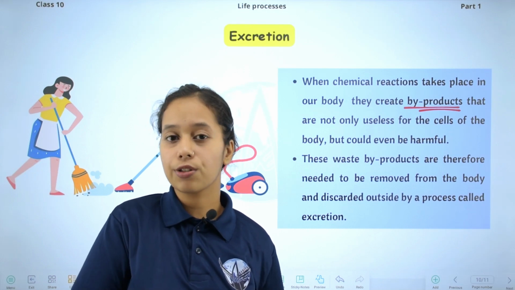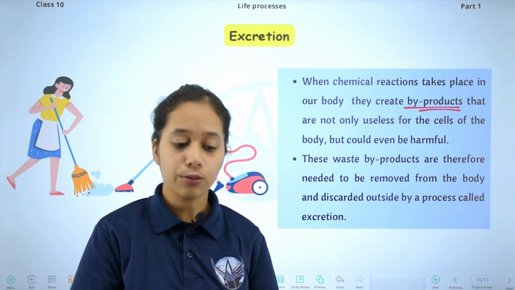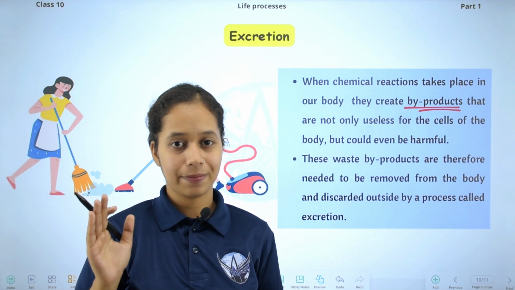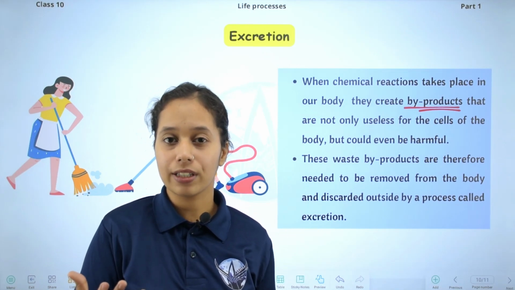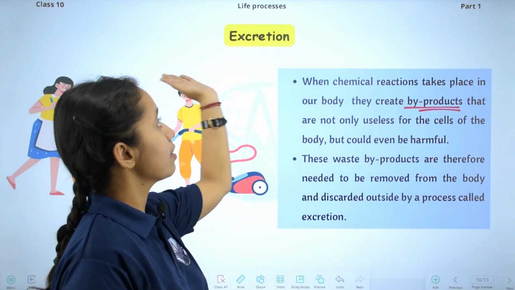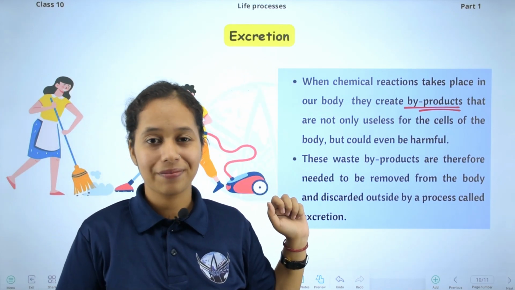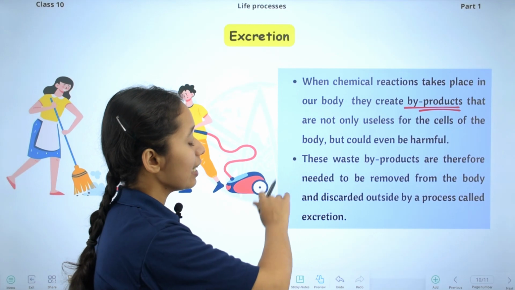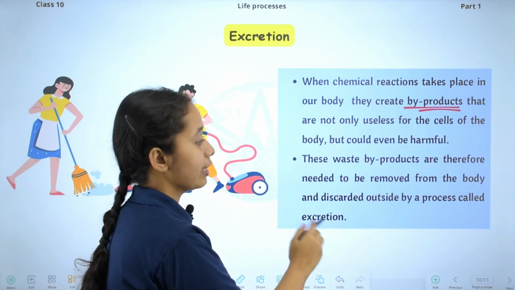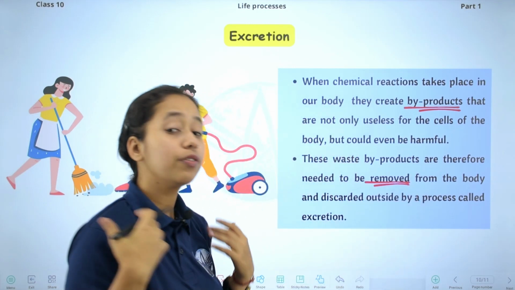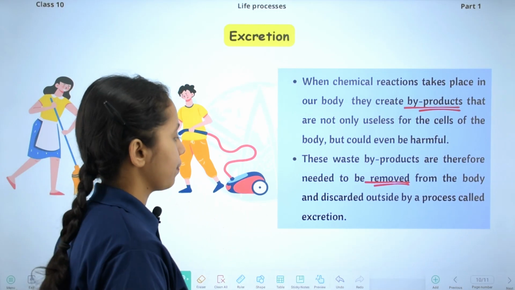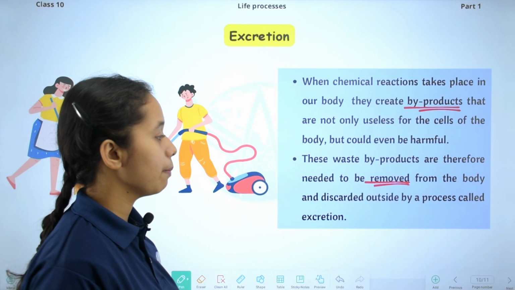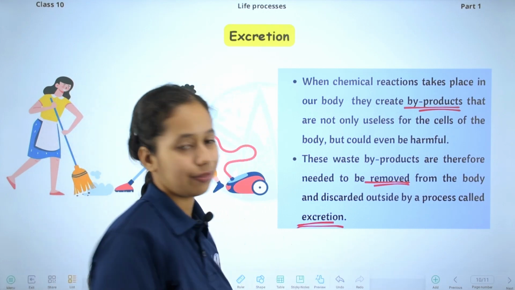So our body will try to remove these byproducts. How is our body going to remove these byproducts? With the process known as excretion. These waste byproducts therefore need to be removed. We need to remove these harmful wastes from our body and discard them outside by a process called excretion.